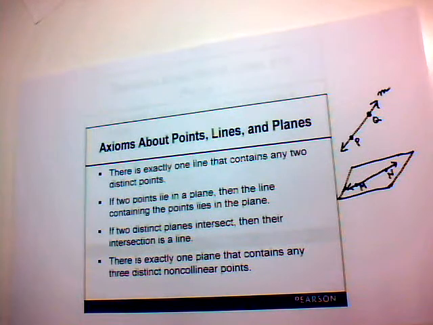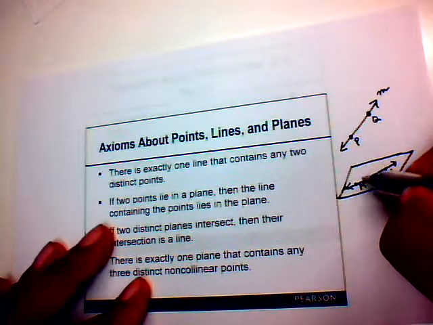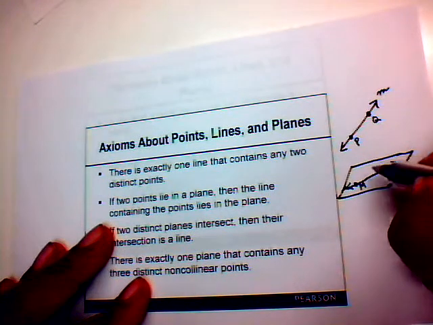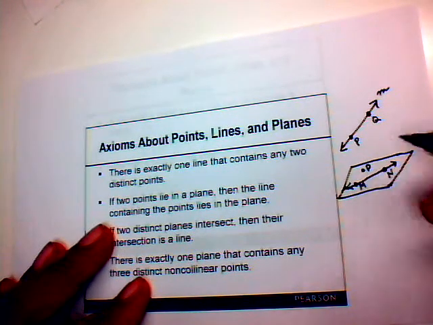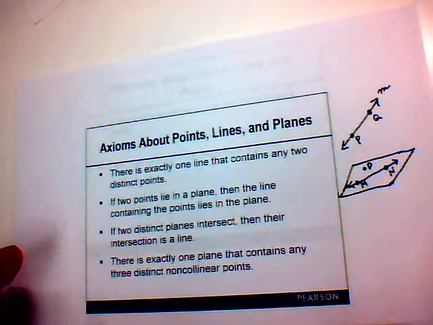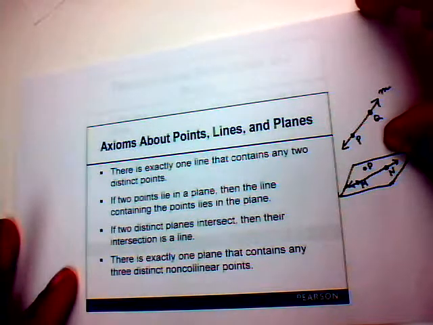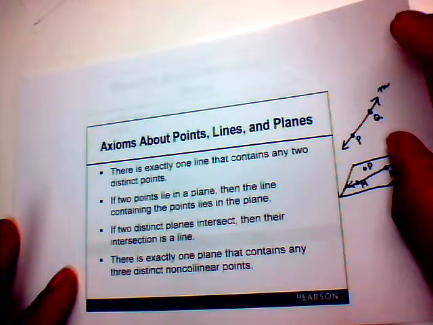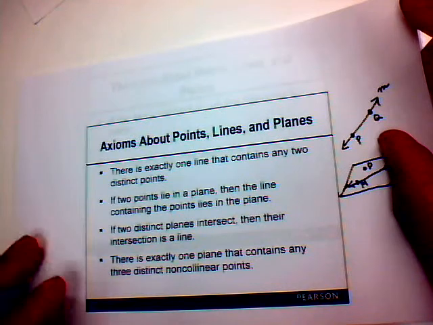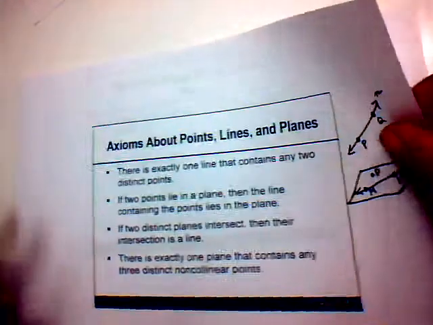And also, there's exactly one plane that contains any three distinct non-collinear points. So here, with this plane, we've got points M and N on the plane, and also we can have point P on that plane as well. They don't have to be collinear. Those points lie on the plane. So there's exactly one plane that can contain three distinct non-collinear points.